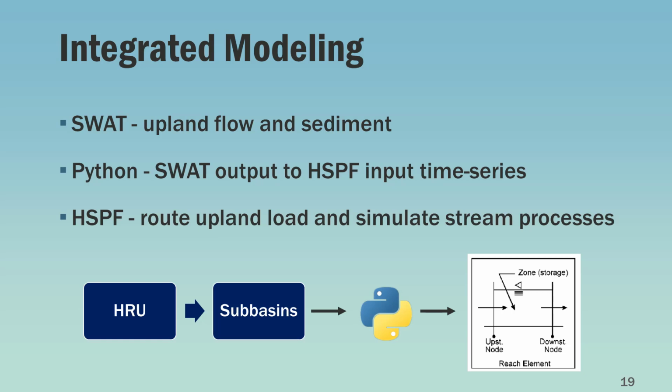We therefore developed an integrated modeling approach that builds on the strengths of SWAT and HSPF. So we use SWAT to simulate the upland component, or the hill slope component, of the watershed, which would be the hydrologic cycle and the sediment generation at the HRU level. We then use a Python code to transfer the subbasin level SWAT output to essentially HSPF input time series. We then use HSPF reach element to route the water and the sediment through the stream networks and also simulate the processes associated with sediment transport, which would be transport, deposition, and scour.